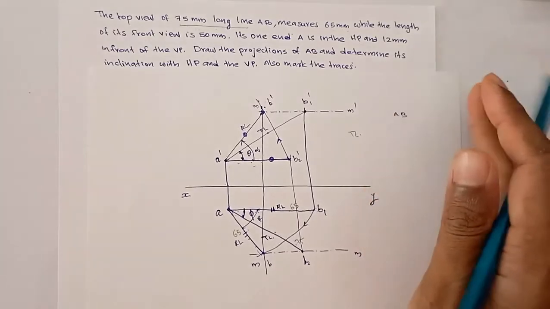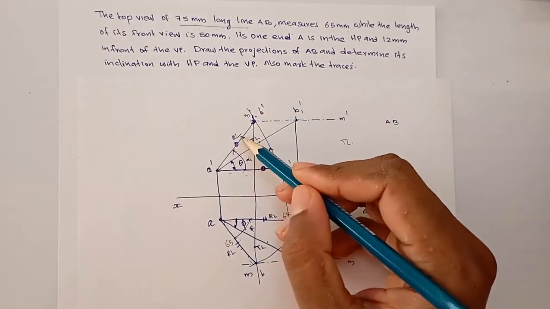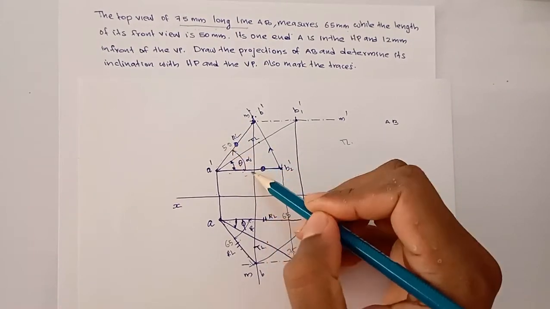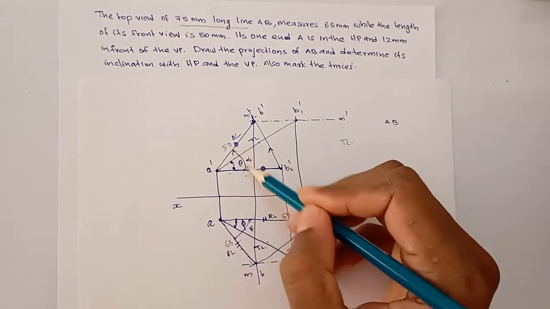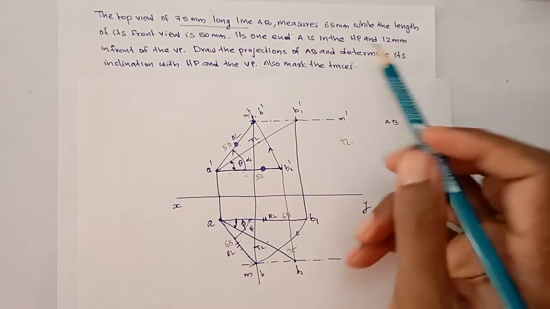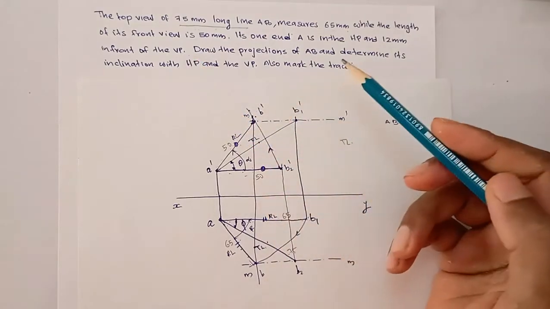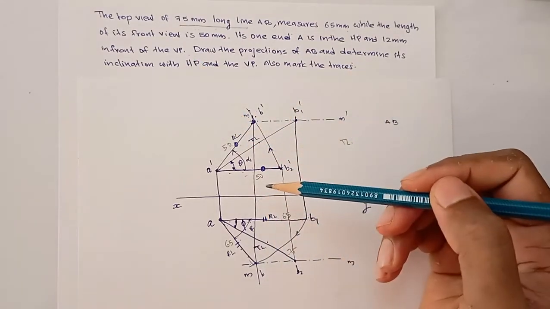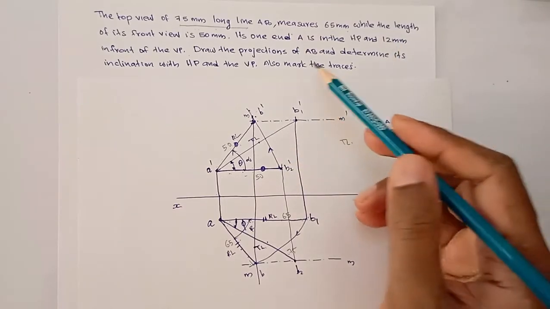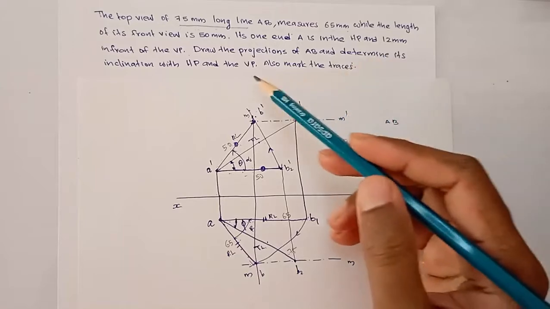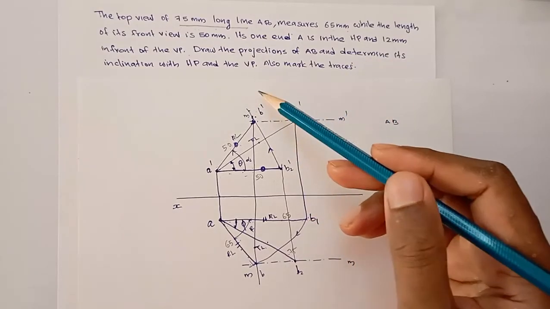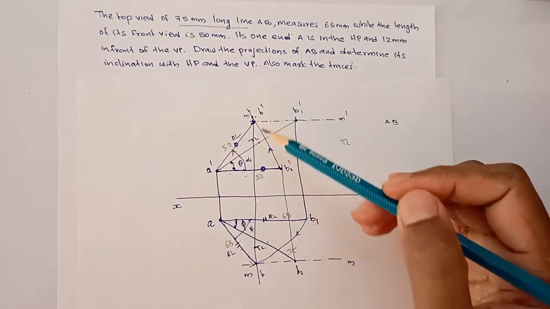While the length of its front view is 50 mm. The length of the front view is also given. This is the front view, length of the front view is 50. So this is 50, then this is also 50, because these two lengths are same. Its end A is in the HP and 12 mm in front of VP. So end A is in HP and in front of VP by 12 mm. That means the line is in the first quadrant. Okay. Draw its projection of AB and determine its inclination with HP and VP. We have to draw the projection of the line, and we have to find out inclination with HP and VP.